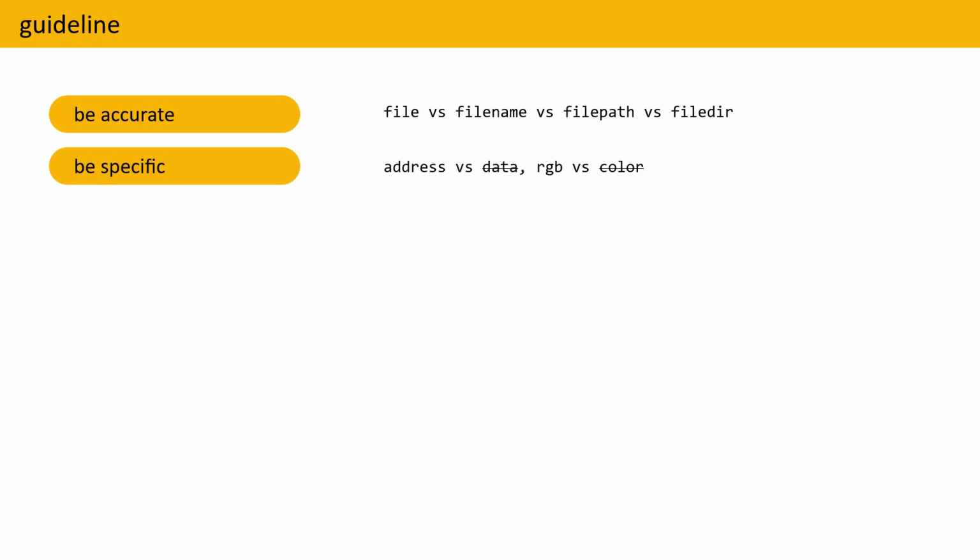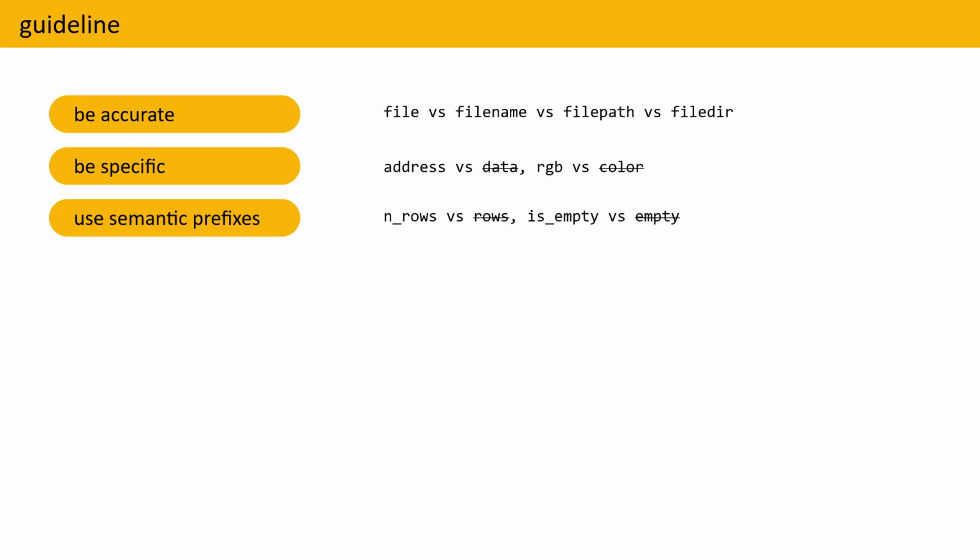Be specific when picking names. Address is more specific than data, and RGB value is more specific than just color. Semantic prefixes can help to clarify the roles of variables. For instance, n_rows versus just rows, or is_empty versus empty for Boolean functions. Use singular and plural matching names when iterating over the items of a collection.